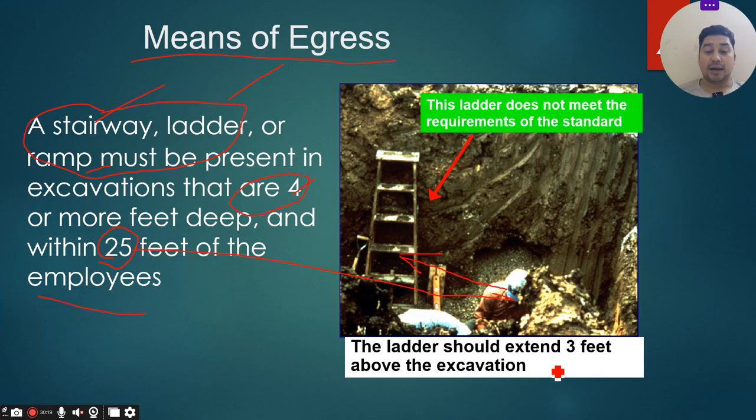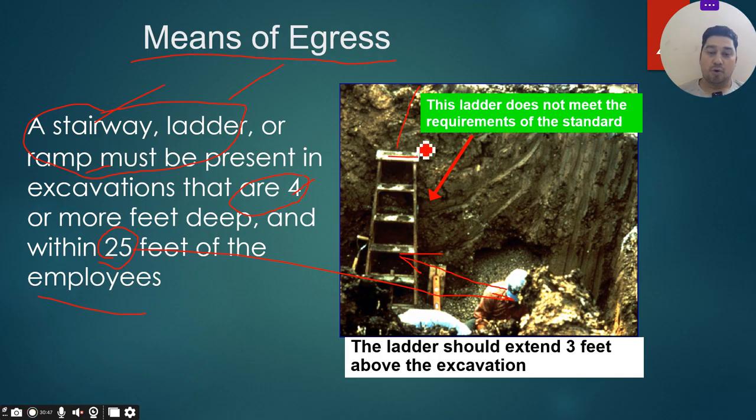Then again, the ladder should extend 3 feet above the excavation. Now you can see here this ladder is very, very short. How will the worker go out from here? Even if the worker uses this ramp, stepping over onto the top area, the worker will not be able to safely go out. This ladder could be unstable, the ladder could fall down, and the worker can fall down also.